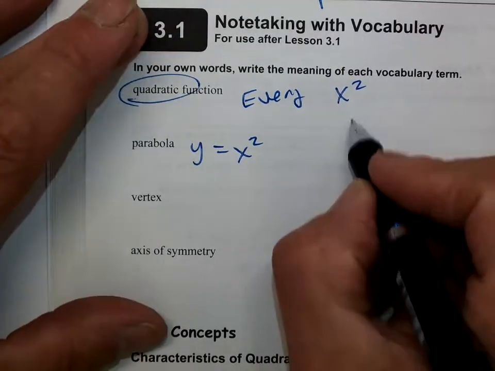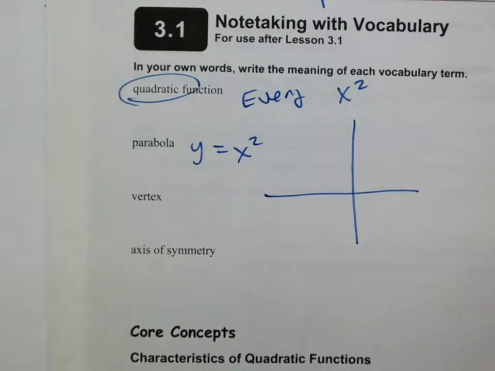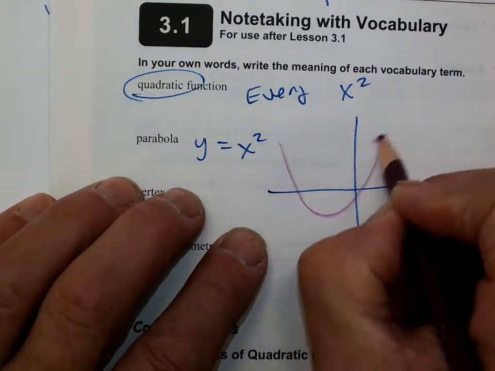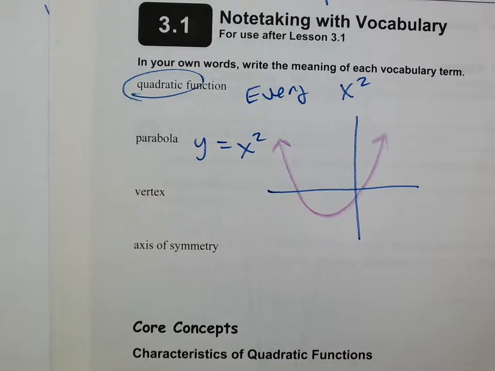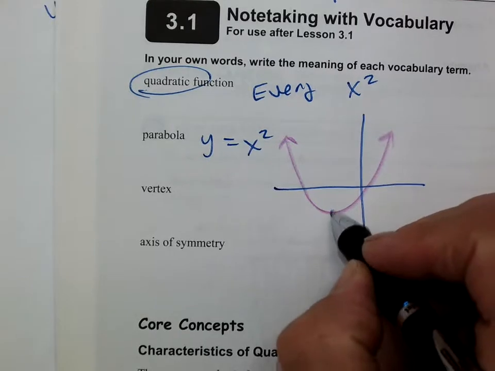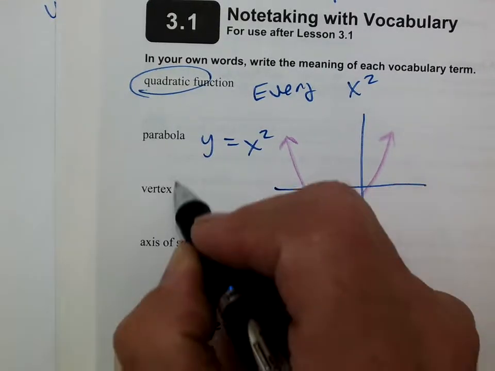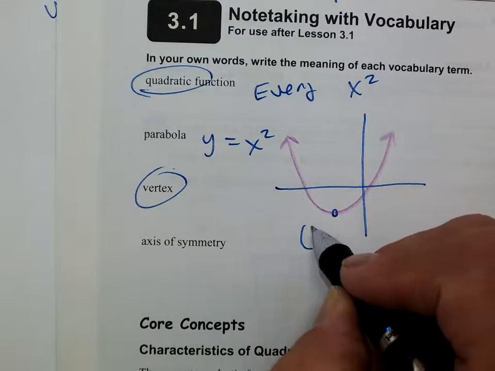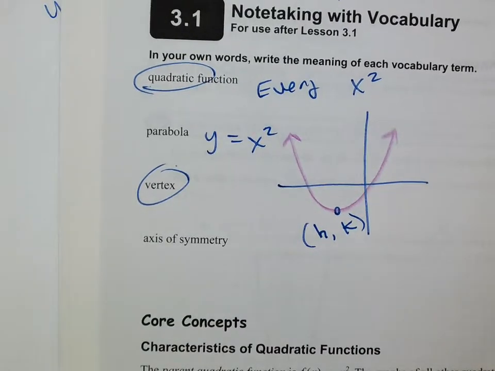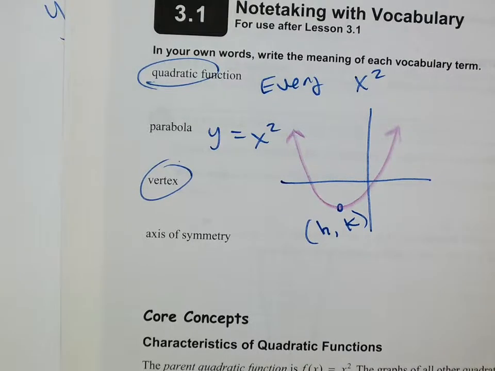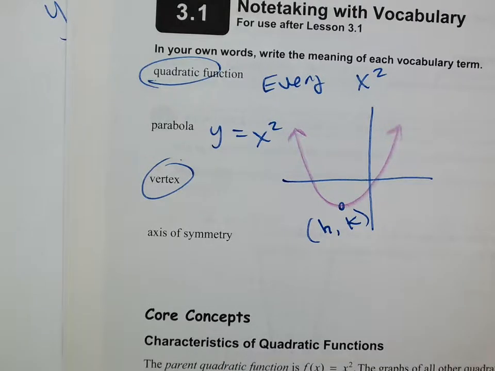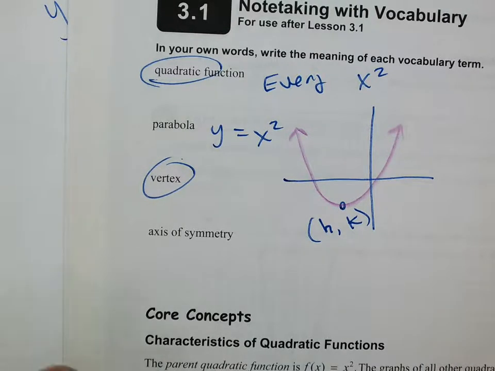Now we know that if you take a look at a parabola, any parabola anywhere, it looks something like this. Or it could be upside down. It has a very bottom point that we call the vertex. So my vertex, let's just say, is some point h, comma, k. Now h and k are just variables to represent numbers. It could be 3, 2, it could be -4, whatever. The vertex would be the very bottom spot or the top.